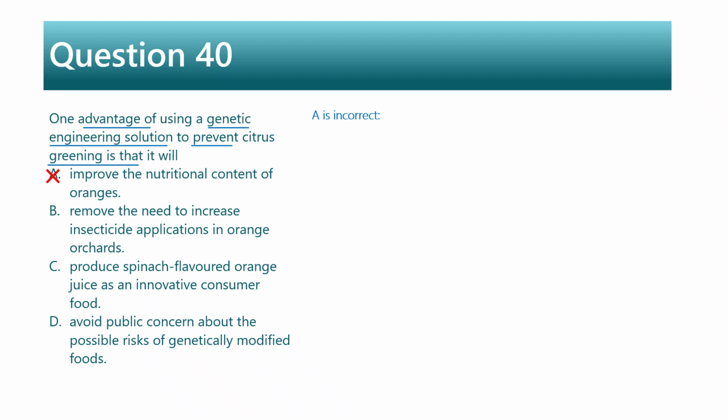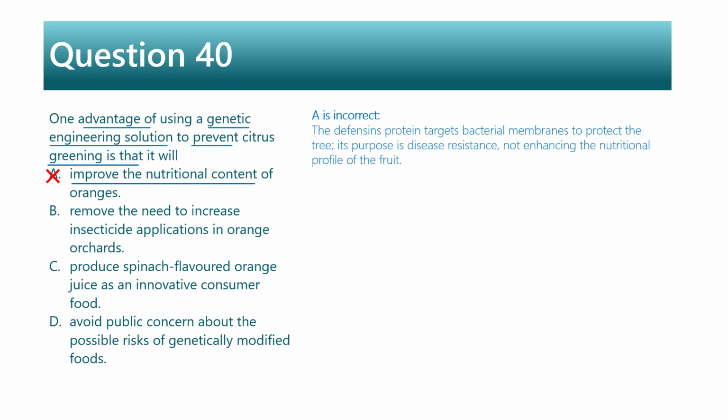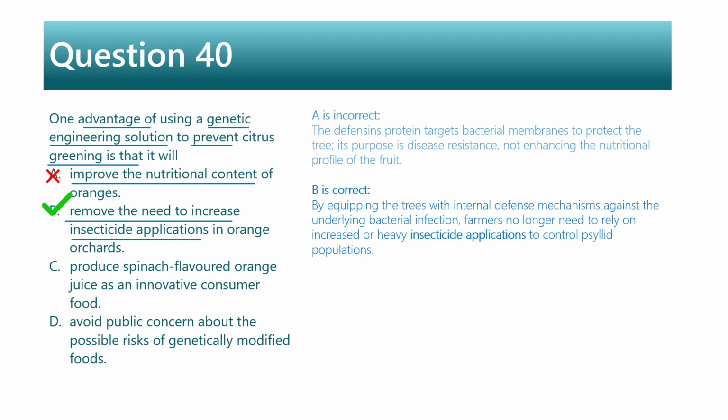A is incorrect. The defensins protein targets bacterial membranes to protect the tree. Its purpose is disease resistance, not enhancing the nutritional profile of the fruit. B is correct. By equipping the trees with internal defense mechanisms against the underlying bacterial infection, farmers no longer need to rely on increased or heavy insecticide applications to control psyllid populations.